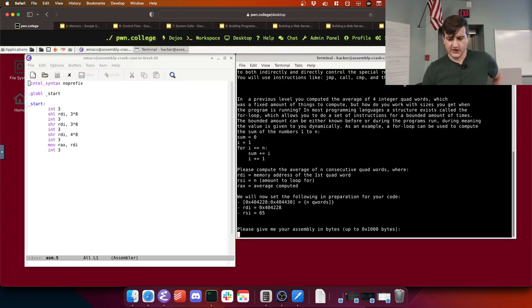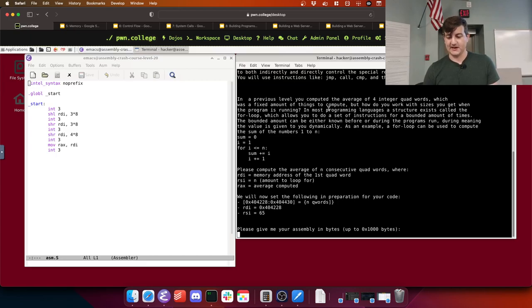Okay. So in the previous level, which you've already completed if you got to this level, hopefully, we computed the average of four integer quad words. How big is a quad word? 64 bits, how many bytes? 8, see, you're getting it.